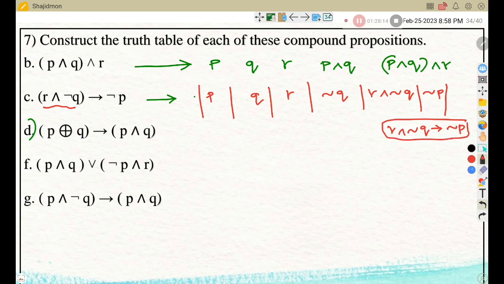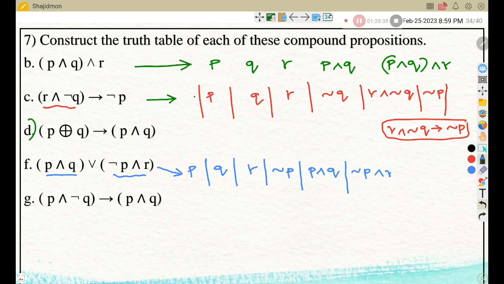This already did. Now here, this one when we are doing, 3 variables are there, P, then Q, then R. So first P, then Q, then R. Okay, then after that you need to do here negation P, then P and Q here, then negation P and R. After that the complete P and Q or negation P and R, correct? This one. So you can do order one by one like this.